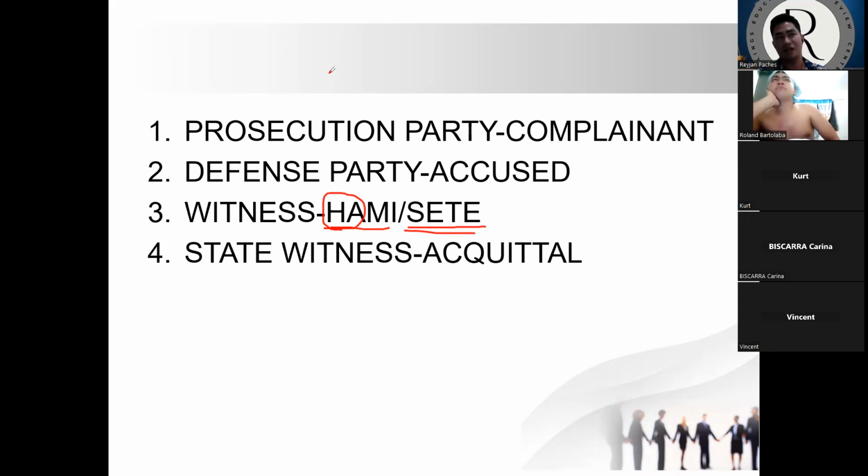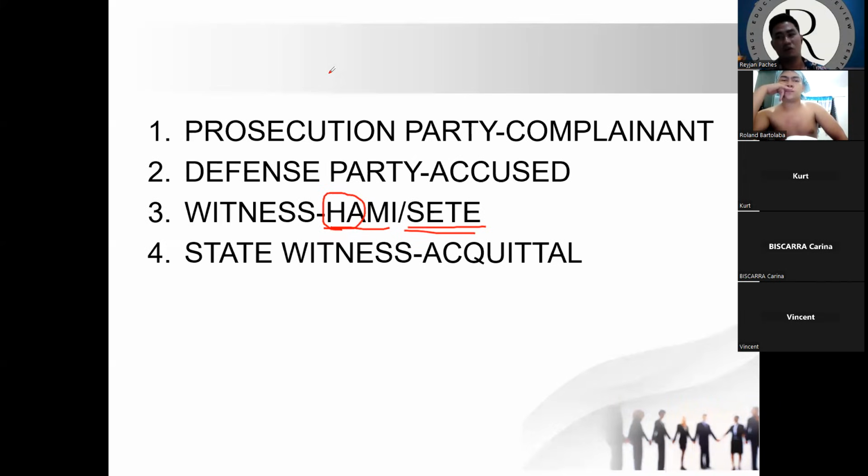Kasi again, kapag maging state witness ka class, swerte ka. Kasi nga, you will be acquitted, while yung kasamahan mo, they will be convicted. Okay? So wala kang magagawa dyan class kapag sinabi ng korte, okay, magiging state witness ka. Whether you like it or not, magiging state witness ka.